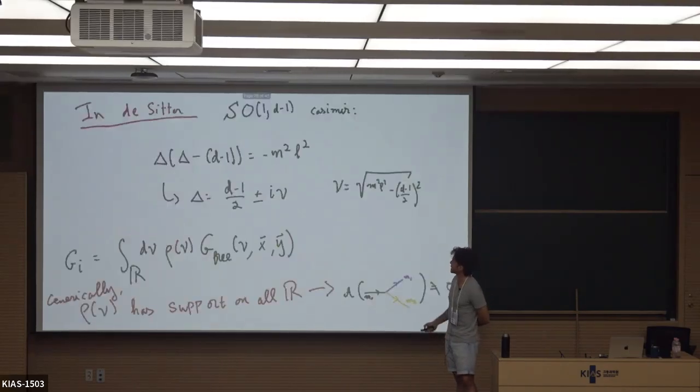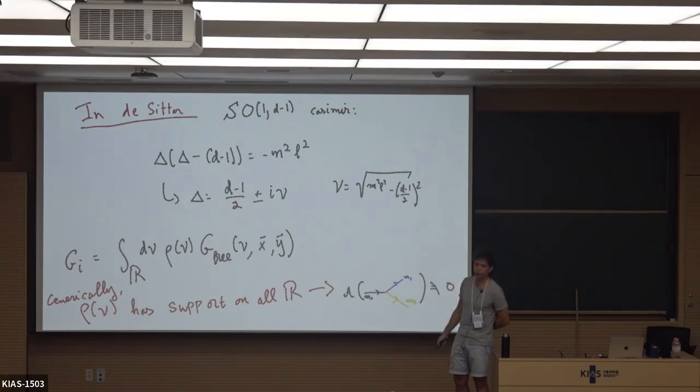Okay? However, in de Sitter, we don't really care about rho of m squared. Instead, we care about working with the invariant notion of the de Sitter symmetry group, which is SO(1, d-1). And there you have the Casimir. It's much like in AdS. The Casimir and the mass are related in the following way. And you can see if m is pretty big, then Δ squared is minus m squared, so Δ can be imaginary. And this ν is the quantity that goes in the density.